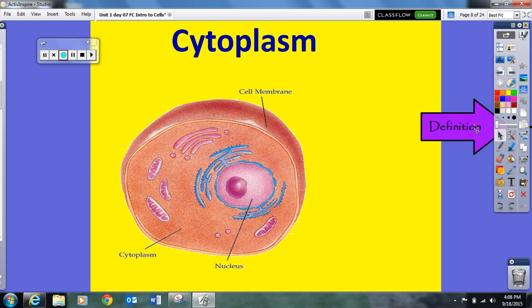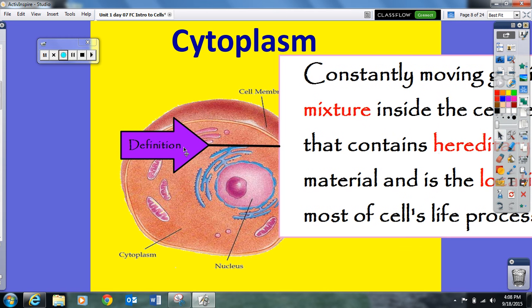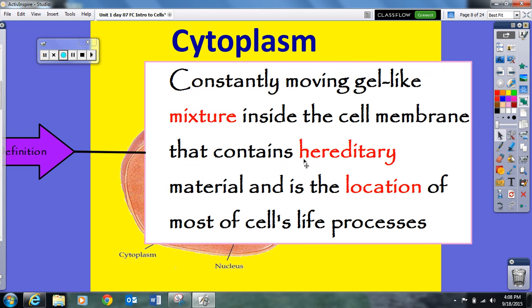Cytoplasm. It's the stuff that's inside. It's the gel-like fluid that everything kind of floats in. So it's a constantly moving gel-like mixture inside the cell membrane that contains hereditary material and is the location of most of the cell's life processes.